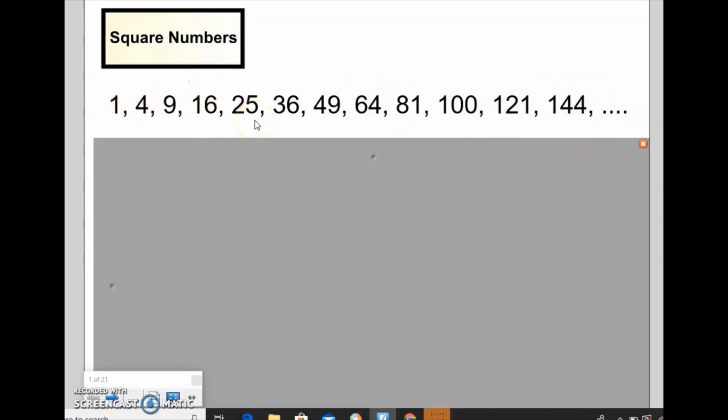So if you don't know the square numbers, now is the time to pause the video, go away and learn them off by heart. For example, we need to know that 4 squared is 16. We need to know that 9 times 9, 9 squared, is 81, and so on.